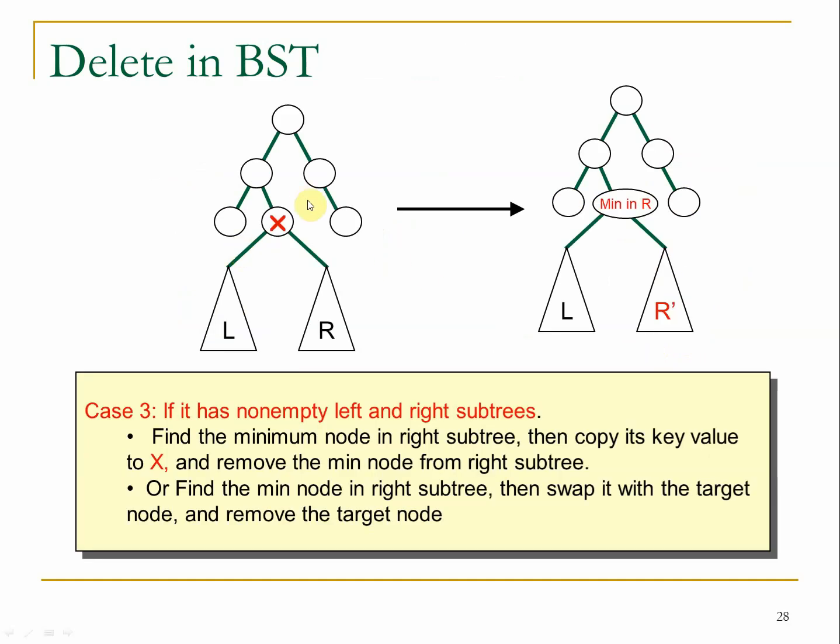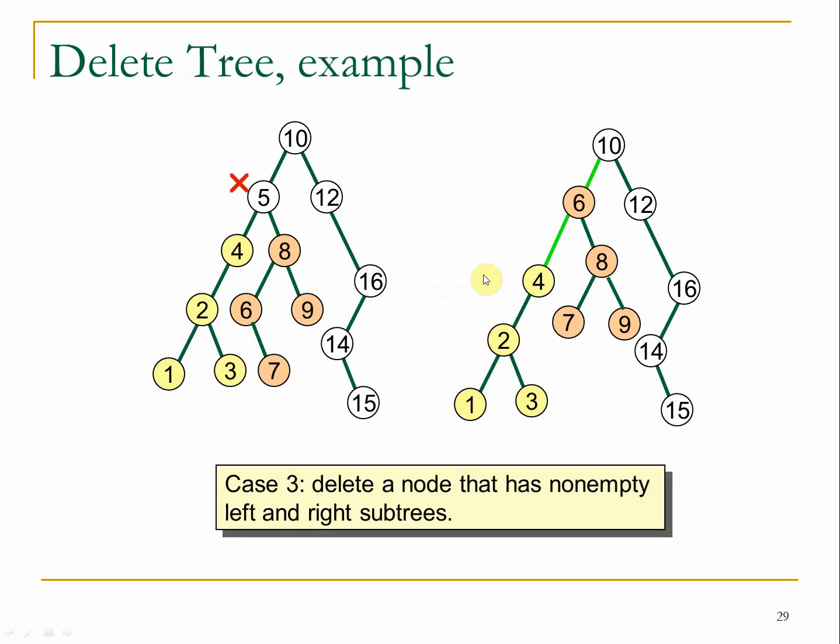So you can see that when we try to delete a node that has 2 children, there are 2 choices. You can find the maximum on the left side or the minimum on the right side to substitute that location and then delete the node. And that's the idea of how we would be able to do the case 3 scenario. Sounds a little bit complicated, right? Let's take a look at another example.